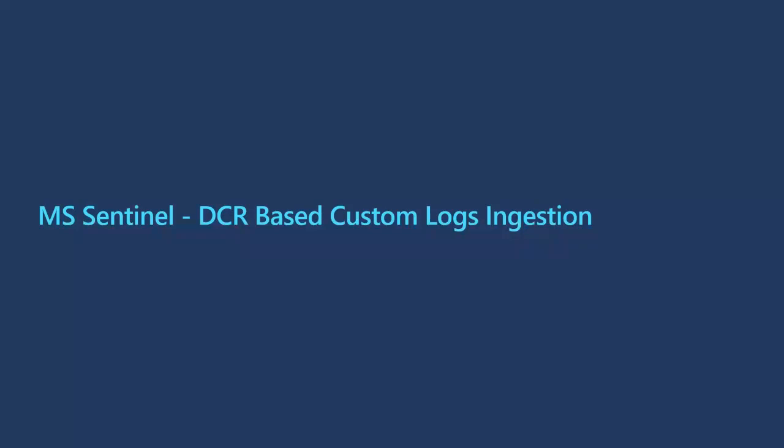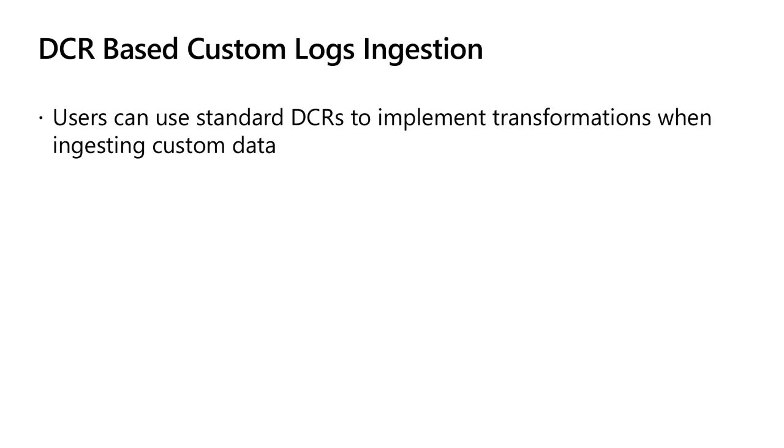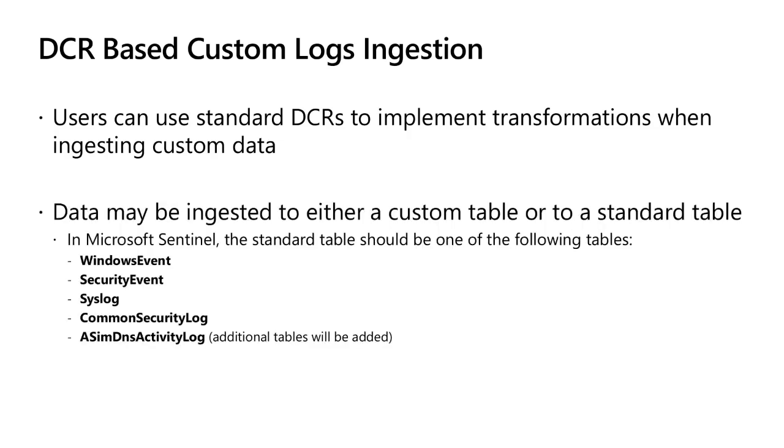Okay. We've been talking mostly about transformation, right? How to reshape the data when it is ingested. What about sending custom data into Sentinel using this new DCR-based custom log experience? So again, users can now use these standard DCRs to implement transformation whenever you're ingesting custom data. Okay, imagine that I have a set of new data that I want to push into my Sentinel workspace. I can also now transform that data at ingestion time.